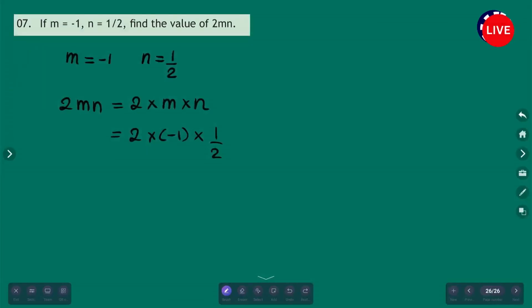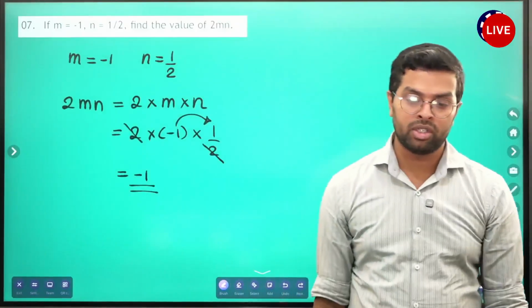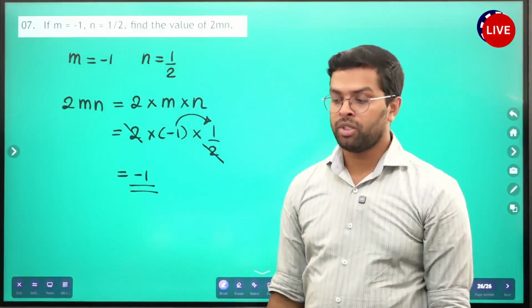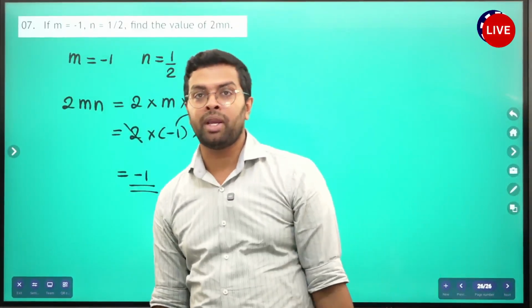Okay. Now we can cancel out the denominator 2 with the numerator 2. So what we only have is -1 into +1. -1 into +1 is again -1. Therefore, the answer for the question is -1. Question number 7, answer is -1.